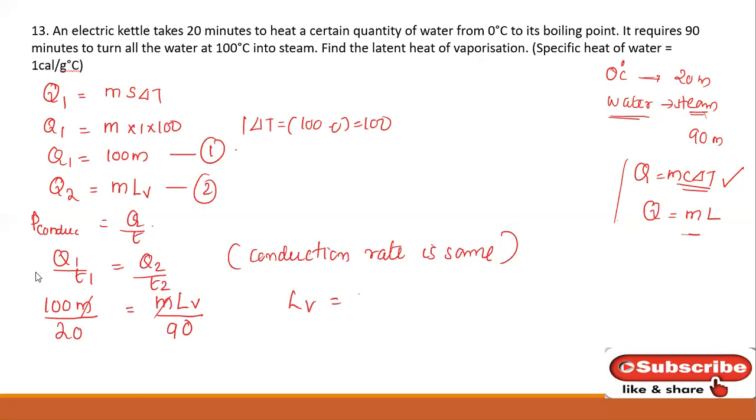That is LV is equal to 100 into 90 upon 20. 0, 0 will get cancelled. 5 9s are 45. That is 450 calorie per gram. This is the answer of latent heat of vaporization.